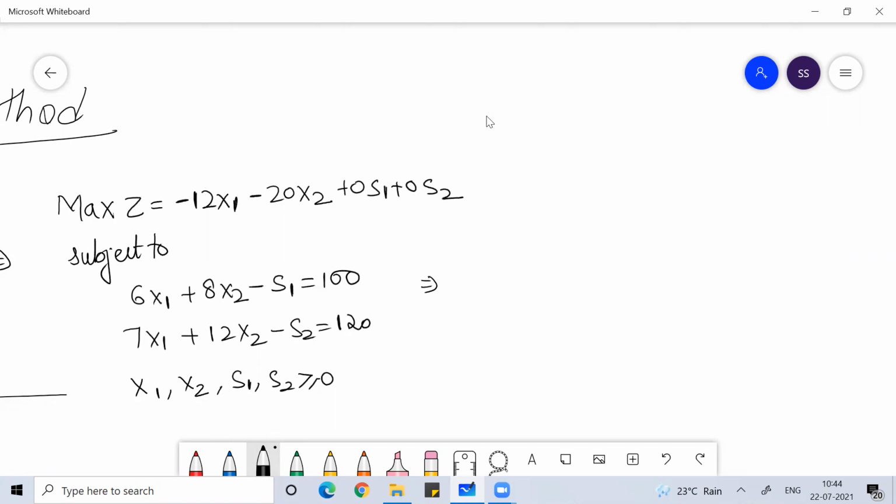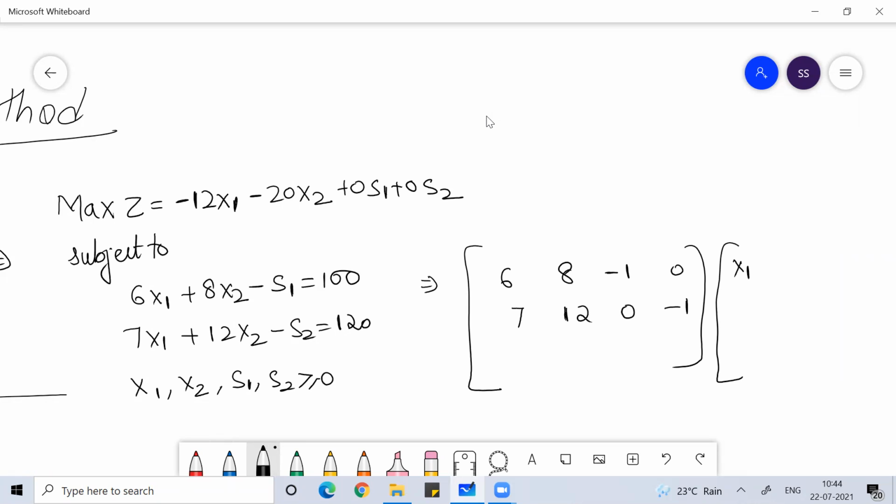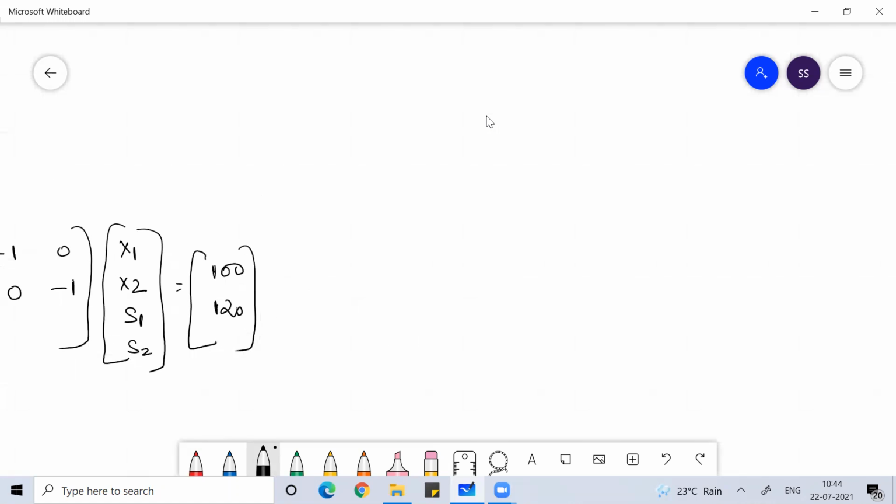You can write them in standard form. So if you can write them in standard form, then you can start the iteration table: 6 8 minus 1 0, then 7 12 0 minus 1, then x1 x2 s1 s2 is equal to 100 comma 120. Okay, so once you write them in matrix form, after writing them in standard form, you can start solving the problem.